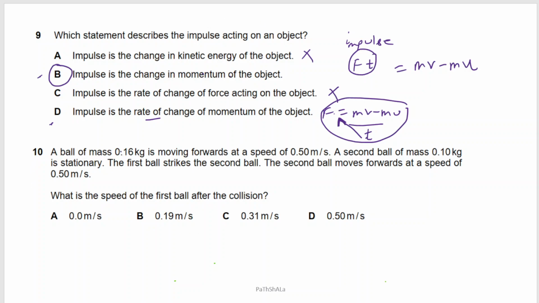Next is a ball of mass 0.16 kg. We have one ball moving forward at a speed of 0.50 meter per second. This ball is moving this side. A second ball is also there, which is stationary. It is not moving. The first ball strikes the second ball. Now these two balls collide, and they are saying the second ball moves with some speed. What is the speed of this ball?